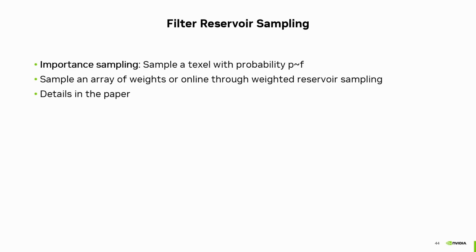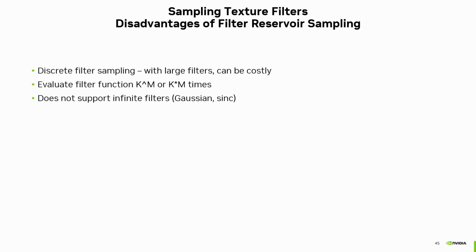And we can do this either from an array of weights or online through weighted reservoir sampling. And again, details are in the paper. This approach works pretty well, but with large filters, it can be very costly because you need to do lots of filter evaluations. Even if the filter is separable, it can be a lot of additional cost. And it does not support infinite filters. You need to window them or truncate them, etc.